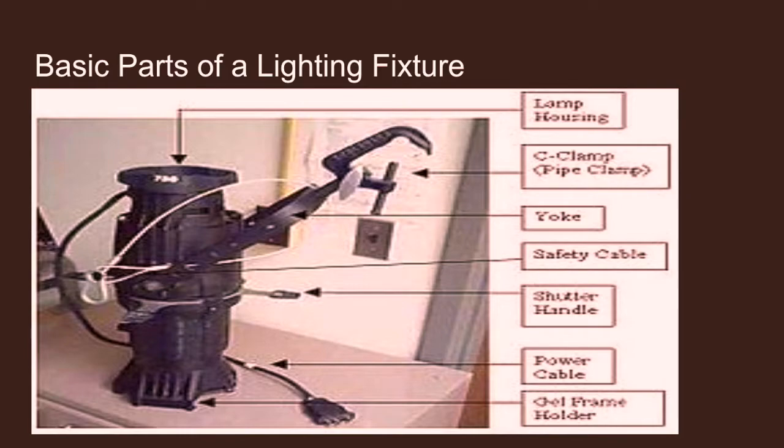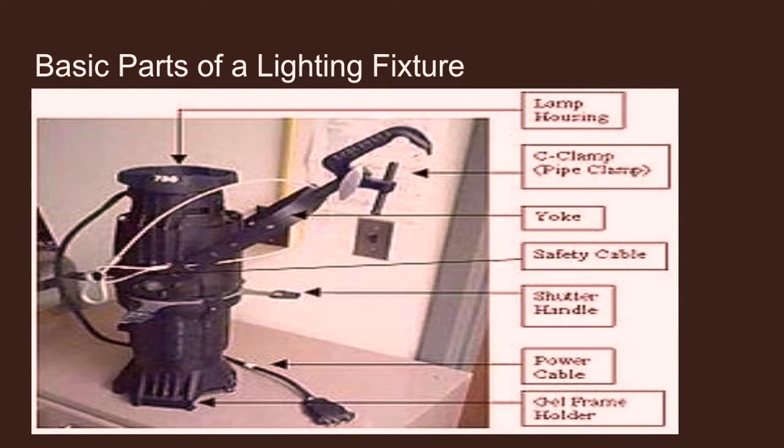When you're working with lights, safety is key because they are very heavy, expensive, and can be dangerous. So we use safety cables on all lights to clamp to the bar, so in case something happens and the lighting instrument falls off the bar, it will still be connected through a safety cable.